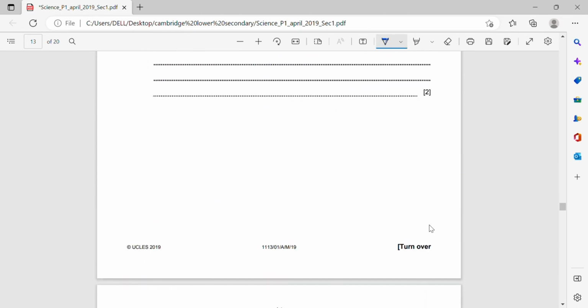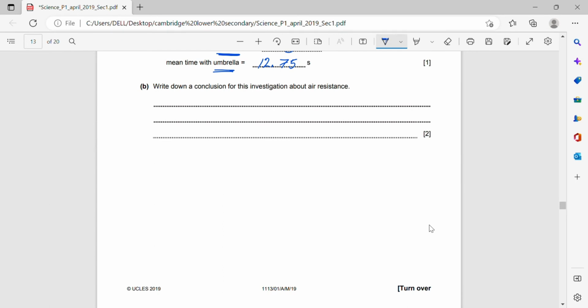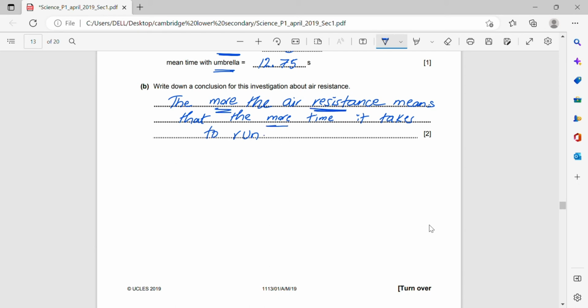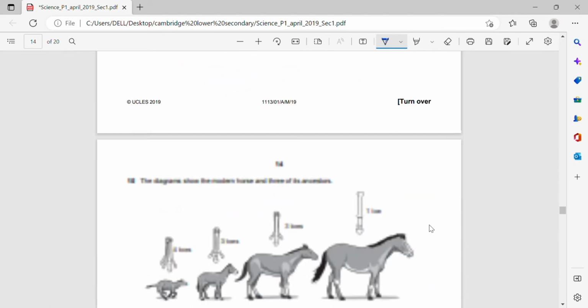So we can write: the more the air resistance means that the more time it takes to run. So the more the air resistance, the more time it takes to run. Okay, or in other words, the lower the speed. Next question.